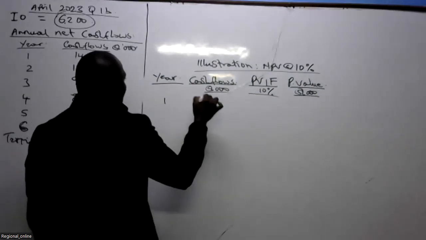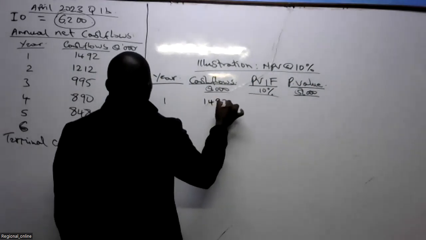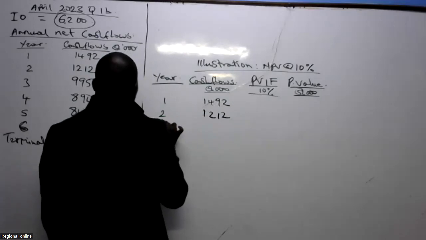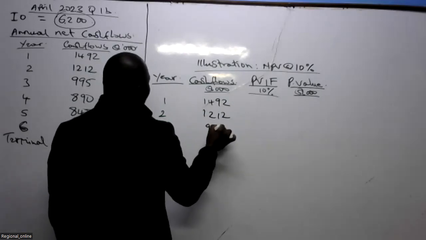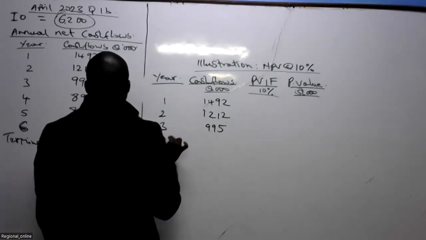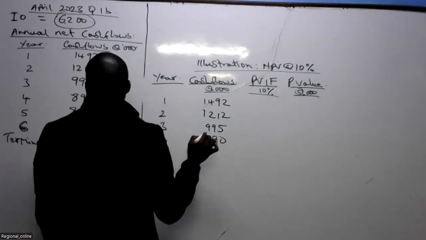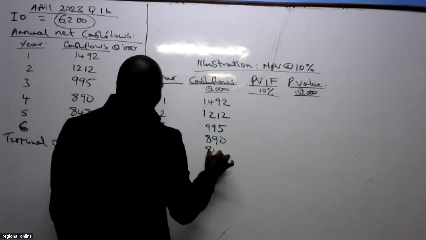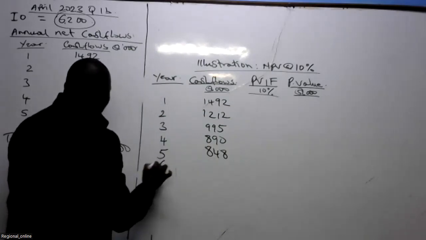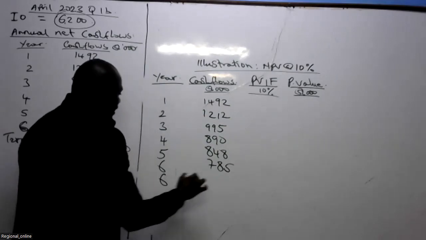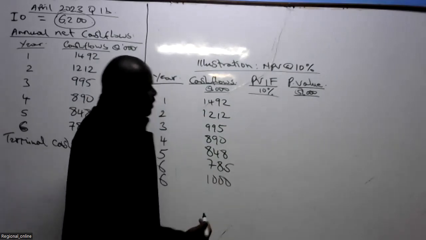So year one I have 1492. Year two I have 1212. Year three I have 995. Year four I have 890. Year five I have 848. Year six I have 785, and another year 6 I have 1000.